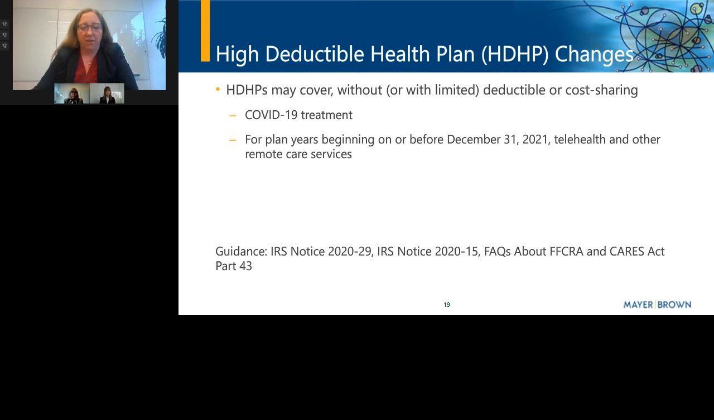As part of the COVID-19 pandemic, new rules allow a high deductible health plan to cover, either without a deductible or cost sharing, or with a limited deductible or cost sharing, two new categories of medical expenses. The first is medical expenses for COVID-19 treatment. And the second is for plan years that begin on or before December 31st, 2021, medical expenses for telehealth and other remote care services. You can see that both of these categories are really critical during this pandemic.